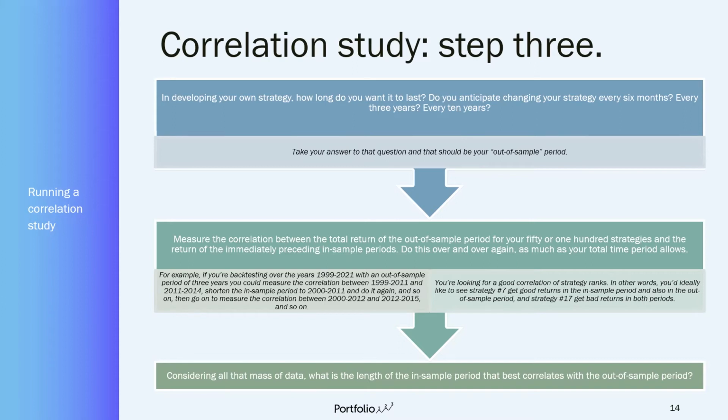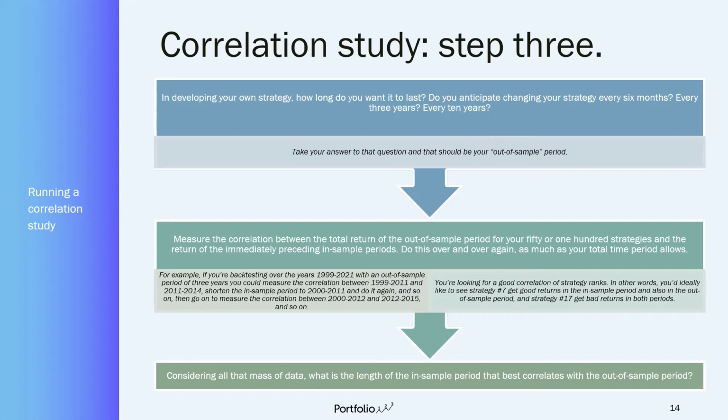And considering all that massive data, what is the length of the in-sample period that best correlates with the out-of-sample period? My own personal results have been that 10 years is the most correlative in-sample period with a 3-year out-of-sample period. Now, I did not test microcaps specifically. I tested all sorts of different strategies. Some were invested in microcaps, some were invested in large caps, some were invested in value stocks, some in growth stocks, some combined, some used a lot of momentum, some were long-term holdings. I tested all these different strategies. And I found that if you take a 10-year look back period, it correlates with the 3-year forward period best.